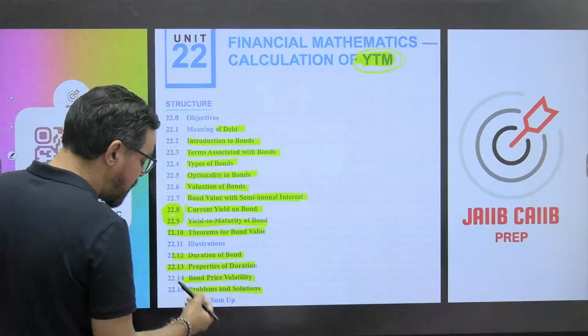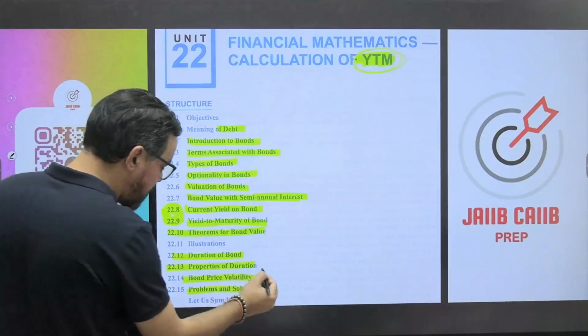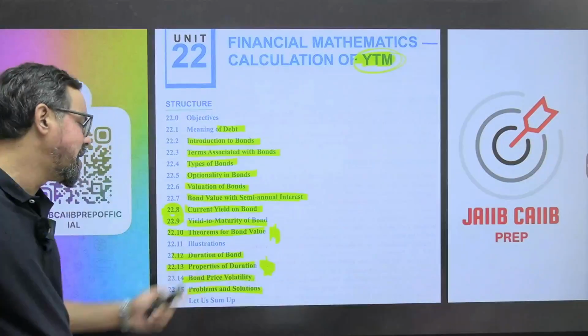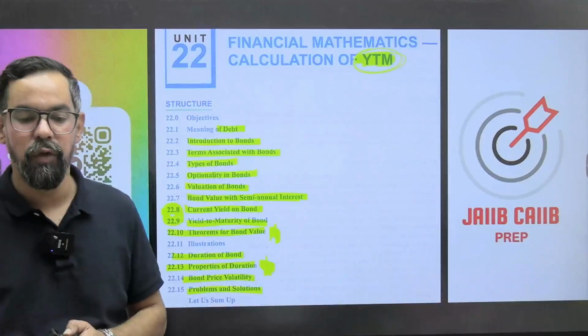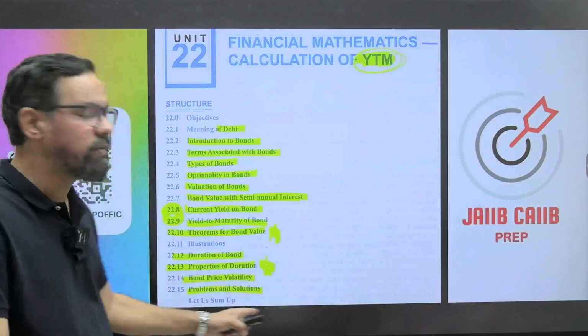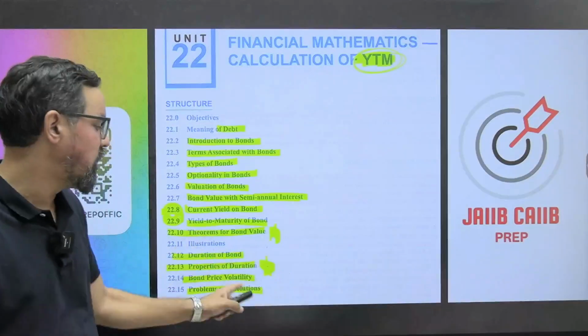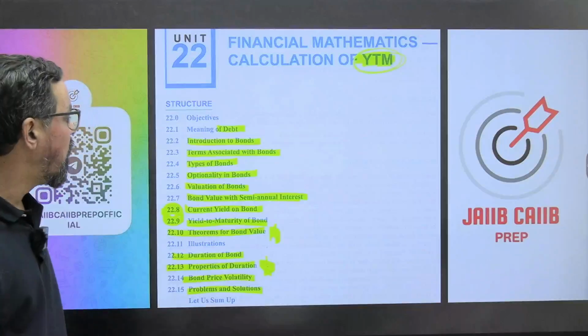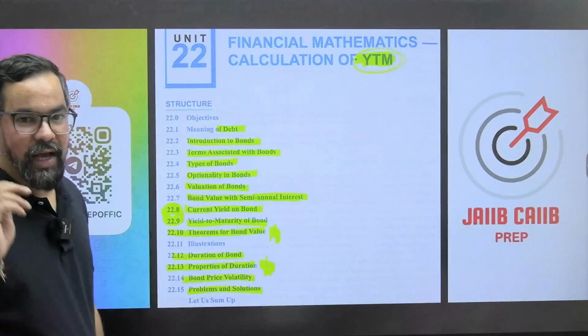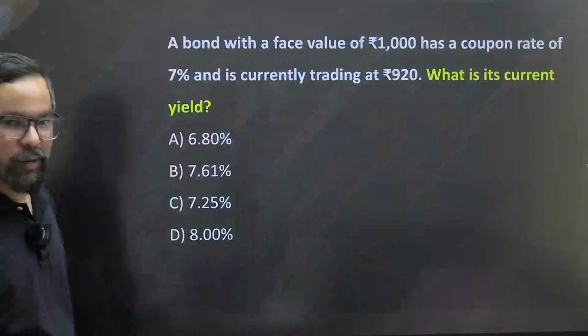We have problems and solutions. One another subtopic is properties. Theorem, properties, and current yield and yield to maturity. If you go through the last 3 years papers, maximum times, 90% of the time, the question will be around this particular one, right? So there is one numerical also, okay? And with this, there is a high probability you will get the same question in your upcoming examination.